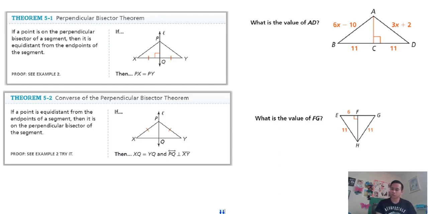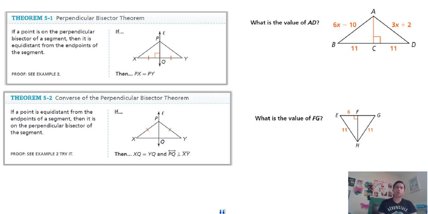So our target today is to use perpendicular and angle bisector to solve a problem. One of the vocabulary words that we'll be using is equidistant. The word equidistant. Okay, so let's jump into the first two theorems that we have here.